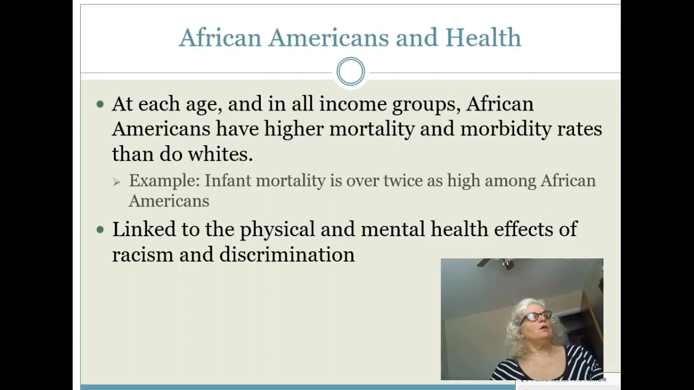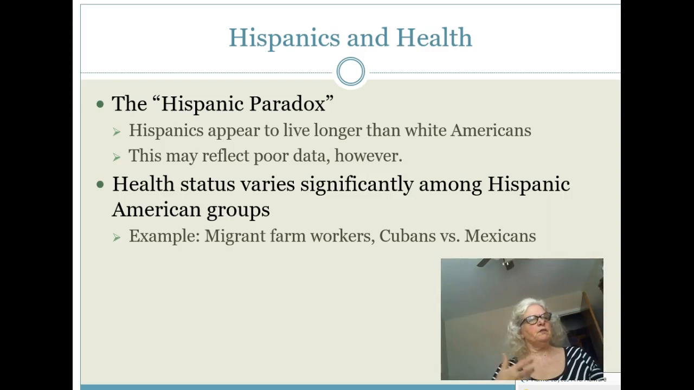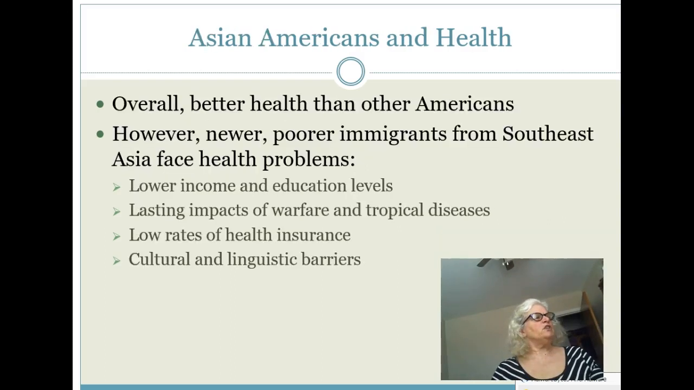So we know that African Americans, for each age and all income groups, have higher mortality and morbidity rates than whites. We've talked about the Hispanic paradox here, and the difference may be their work level, what they come into place, as well as their diets, their family backgrounds. We know that Asians overall have better health than other Americans.